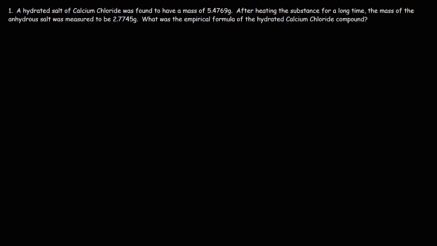In this video, we're going to talk about how to find the empirical formula of a hydrated compound. So let's begin with this problem. A hydrated salt of calcium chloride was found to have a mass of 5.4769 grams. After heating the substance for a long time, the mass of the anhydrous salt was measured to be 2.7745 grams. What was the empirical formula of the hydrated calcium chloride compound?